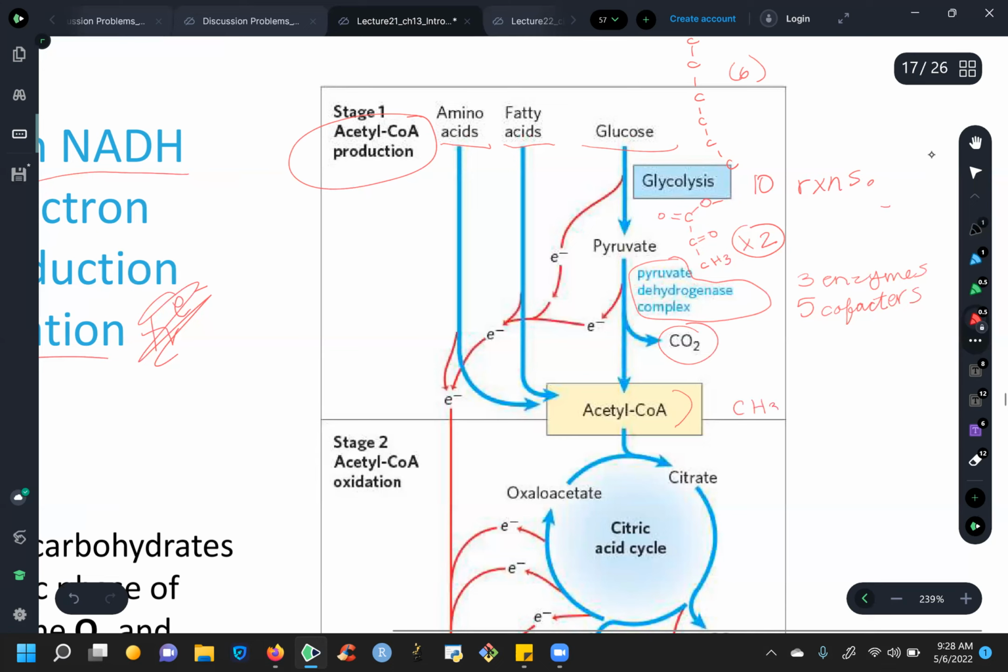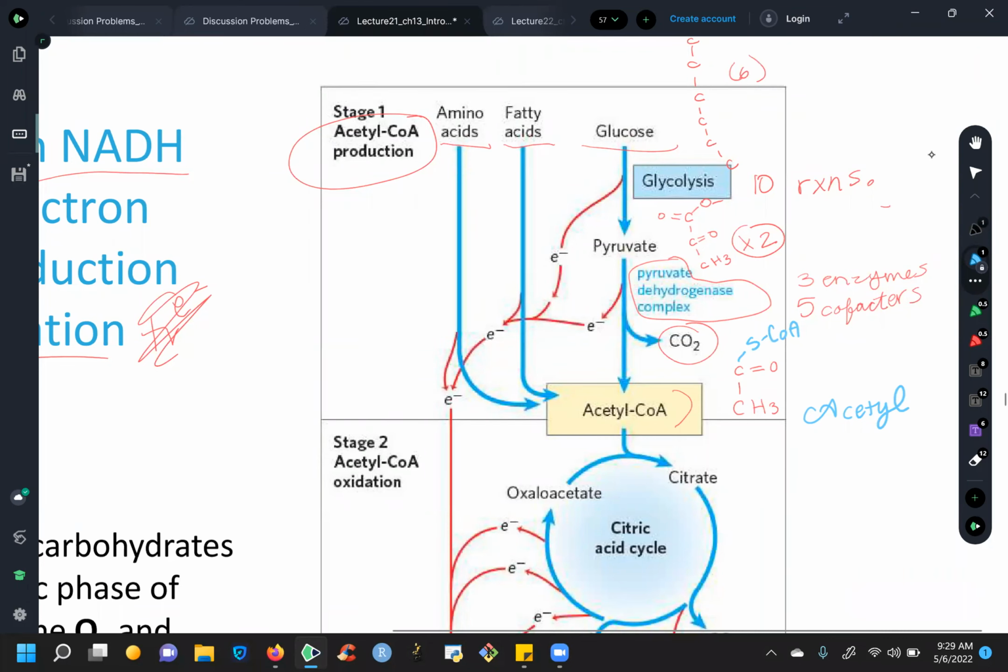We end up with the acetyl group from pyruvate, which is the methyl group and the carbonyl, that's it. That is the acetyl group from pyruvate. And then they attach this to coenzyme A via coenzyme A's sulfur. Okay, so that's what that looks like. So the whole point here for stage 1 is to make acetyl coenzyme A, because pyruvate cannot enter the citric acid cycle by itself. It has to be in this form of acetyl coenzyme A.